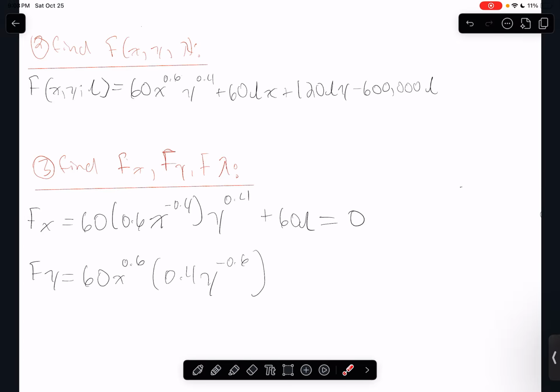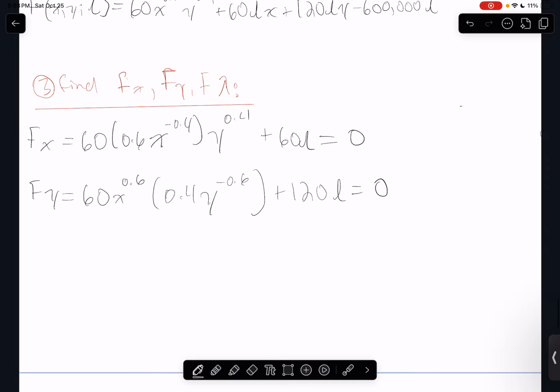So in this case, we have no y's here, so that's going to be 0. But the 120 lambda y is just going to be 120. Okay. All right, so now we have our capital Fy. We're going to equate that to 0 and move on.